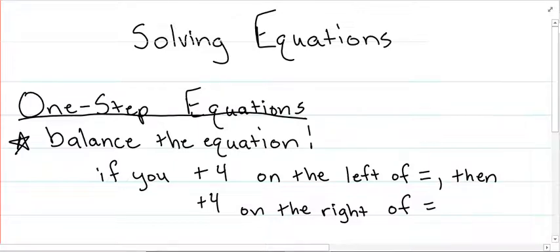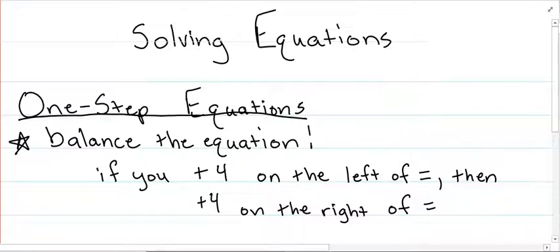So that means if I do a new division section and I divide by 2 on the left side of the equal sign, I'm also going to divide by 2 on the right side of the equal sign. If I multiply by 7 on the right side, I'm going to multiply by 7 on the left side. And it keeps going that way.